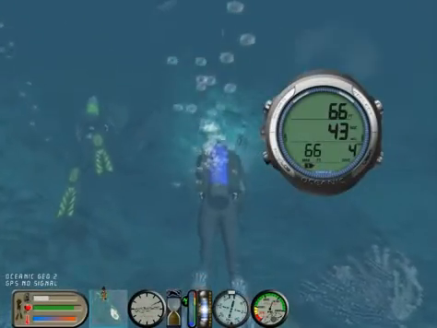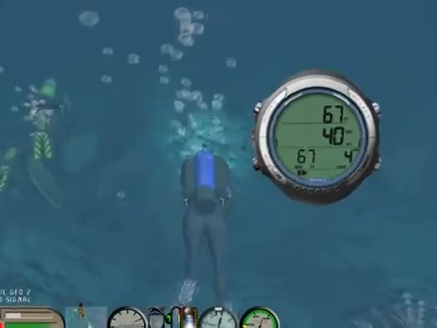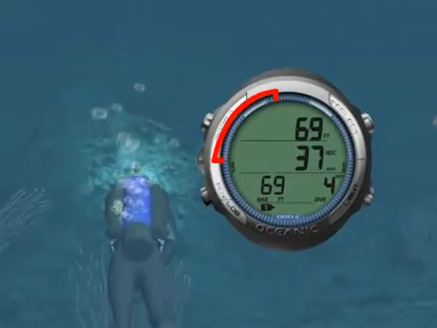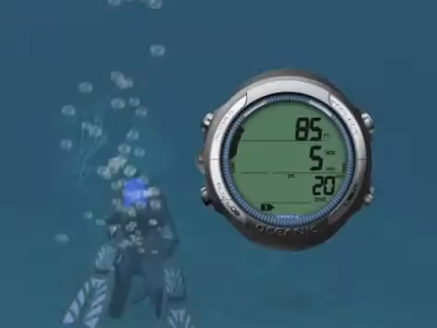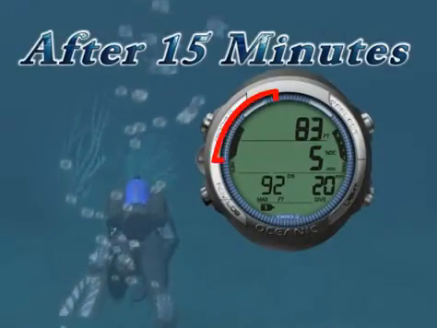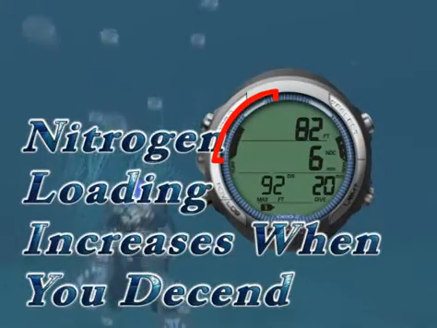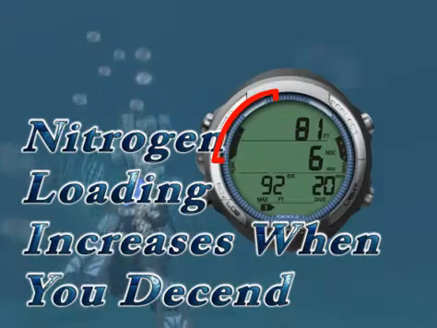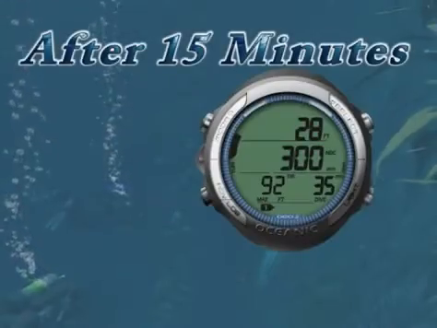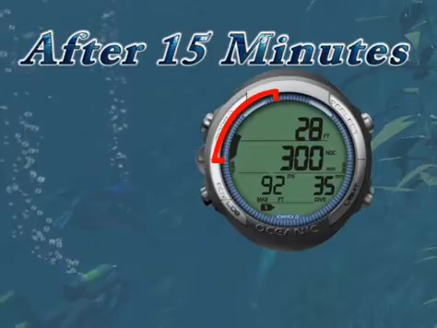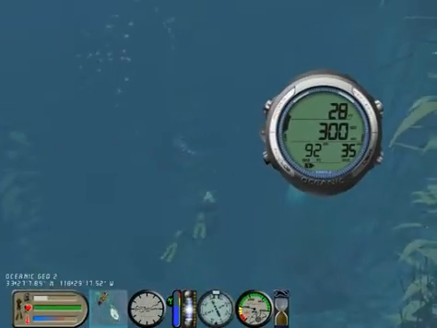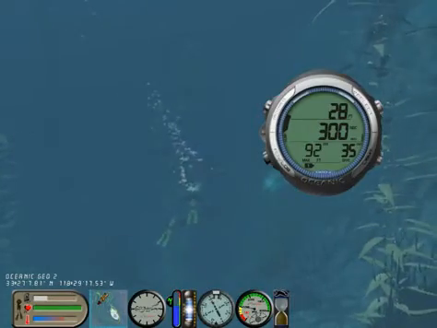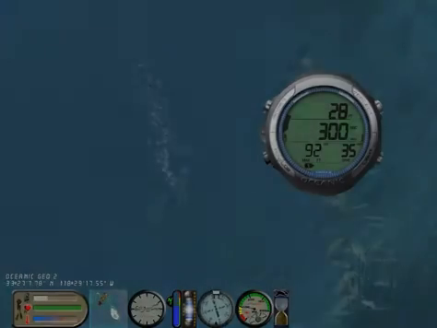The tissue loading bar graph represents tissue loading of nitrogen, showing your relative no decompression or decompression status. As your depth and elapsed dive time increases, segments will be added to the nitrogen loading tissue bar graph. And as you ascend to shallower depths, the bar graphs will begin to recede, indicating that additional no decompression time is allowed for multi-level diving.